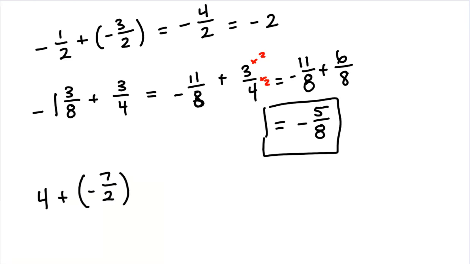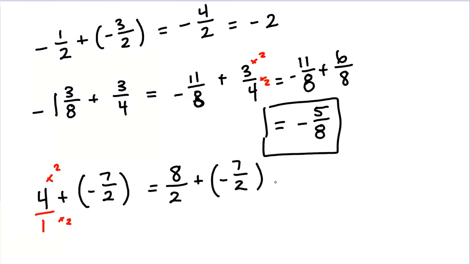Well, in our invisible math, we know that we have a denominator of 1 here. So we're going to rewrite this to have common denominators, and we'll multiply each of those by 2. So if we had a 1 underneath here, we'd now have 8 over 2 plus negative 7 over 2. And now we can just add as normal.